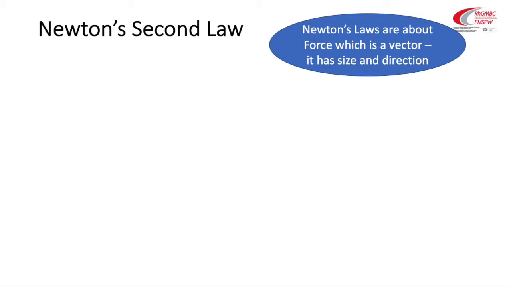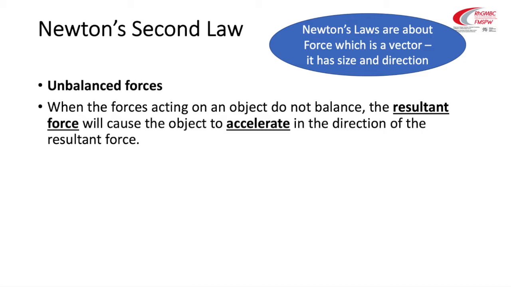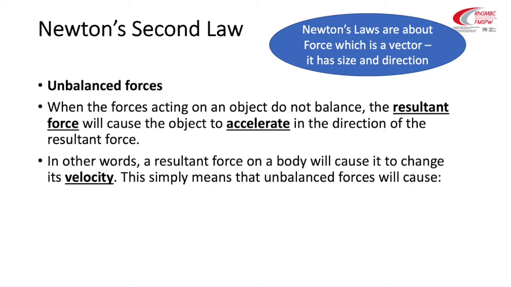Newton's second law is about unbalanced forces. So when the forces acting on an object do not balance, the resultant force will cause the object to accelerate in the direction of the resultant force. So that's an acknowledgement of the vector nature of forces. In other words, a resultant force on a body will cause it to change its velocity.